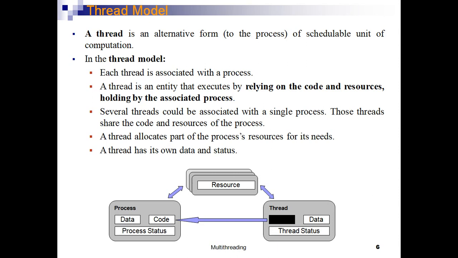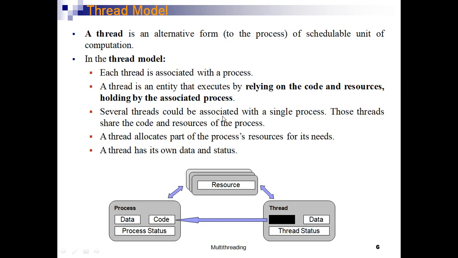If only one thread exists, then it is a single-threaded process. If it has multiple threads, then it is said to be a multi-threaded process. In the thread model, each thread is associated with a process. A thread is an entity that executes by relying on the code and resources held by the associated process. That means each thread has its own execution units such as code and resources.